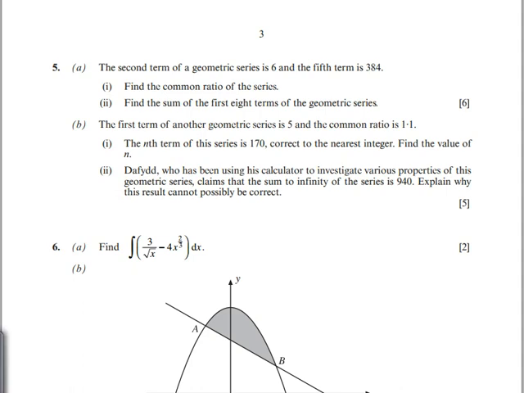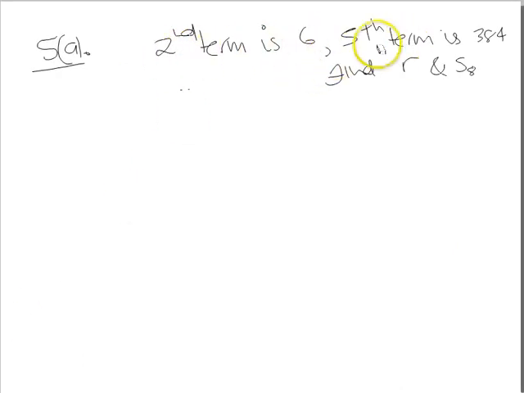So I've written it out again just to save us some time. Second term is 6, fifth term is 384. Find the common ratio, r, and the sum of the first 8 terms. So there we go. A geometric series is of form a plus ar, that's the second term, isn't it? Plus ar squared, plus dot dot dot. Just as a reminder, that's a geometric series. So the second term is here, is 6. So ar equals 6. There we go, that's the first equation.